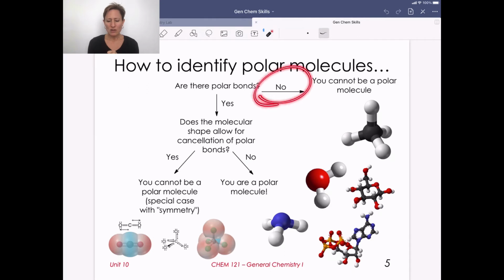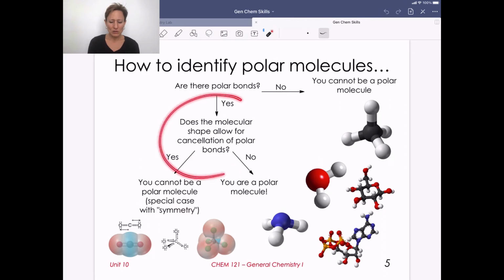If you don't have those, you can't be a polar molecule. You have to have polar bonds in order to be a polar molecule. But not all polar bonds make polar molecules. Remember, we talked about how you can cancel out some of those polar bonds if your molecular shape allows for those tug of wars to cancel one another out.